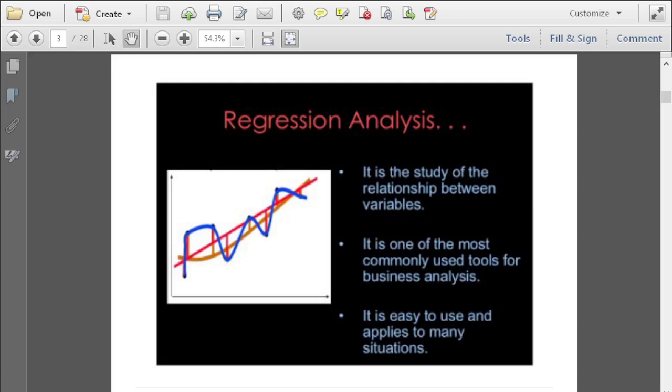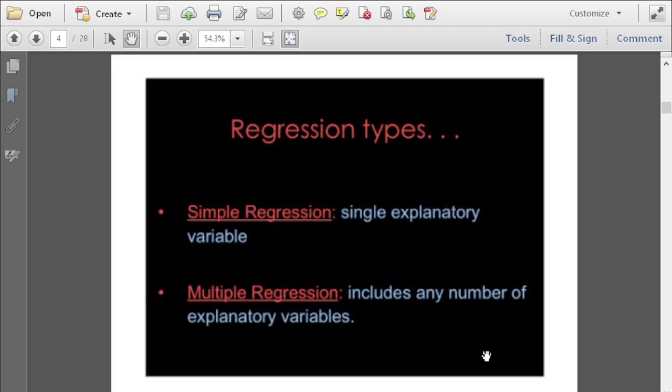It is also one of the most commonly used tools for business analysis, sorry for that. It is easy to use and applies to many situations. There are types of regression analysis: simple regression and multiple regression. For simple regression, you have a single explanatory variable. On the other hand, multiple regression includes any number of explanatory variables.